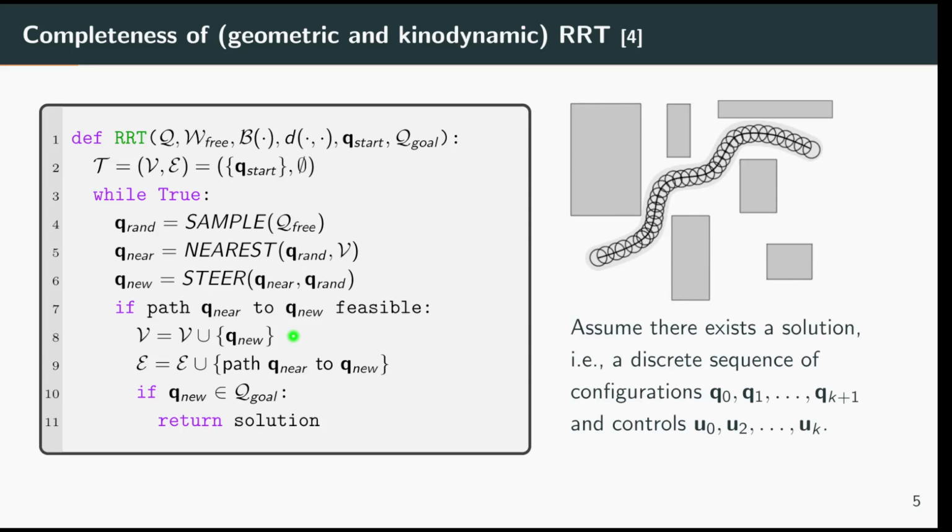And then the proof, like before, assumes that there exists a solution, and that solution is also now robustly feasible. That's why we have this definition, which graphically means we have these spheres that we can put on top of the solution that we assume exists. And then that also means that we have a discrete sequence of these configurations and or actions, depending on whether you're in a geometric or kinodynamic space.